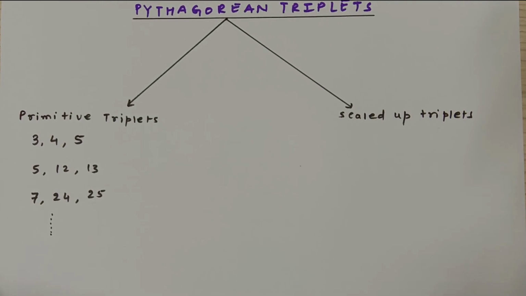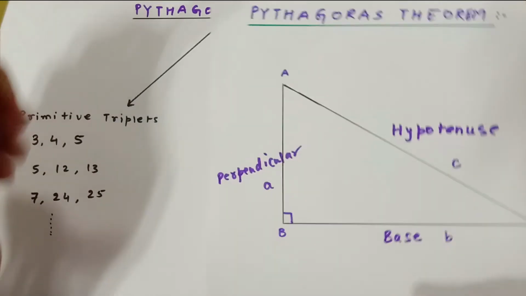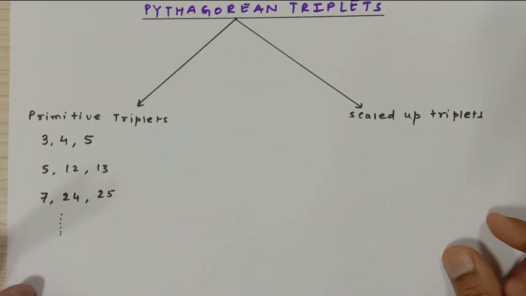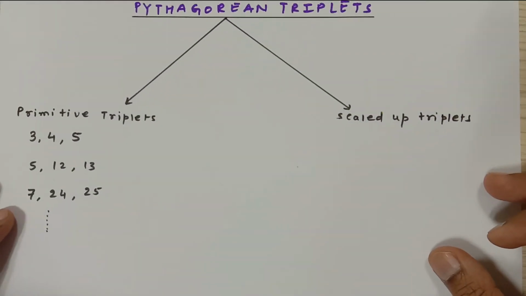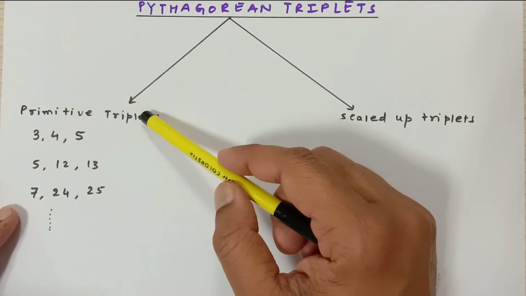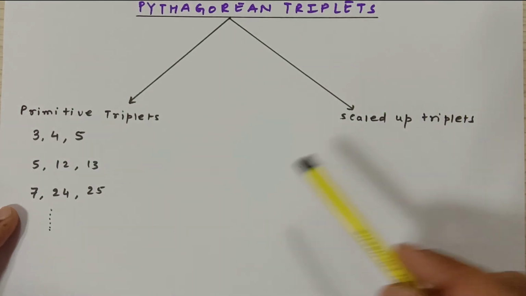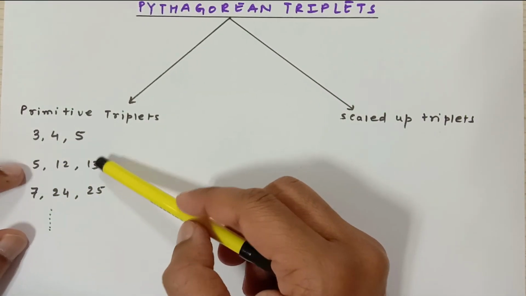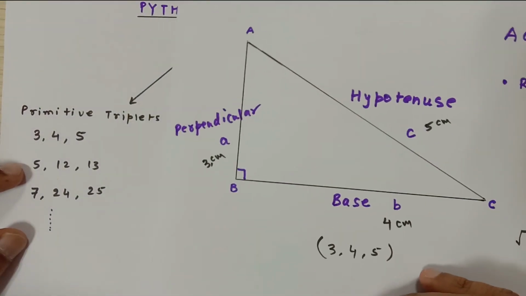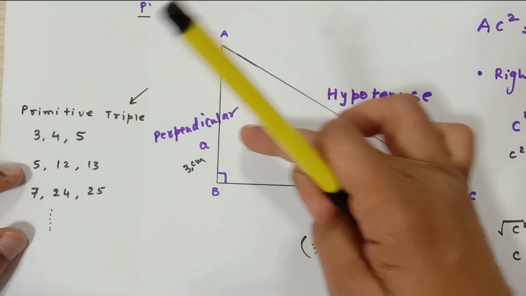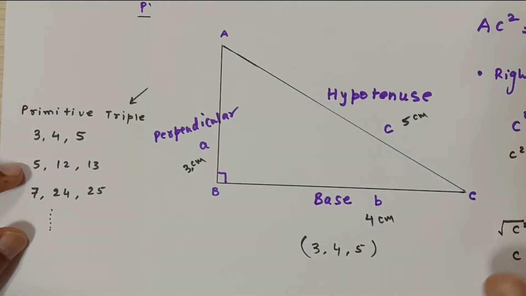So last but not least, let's discuss the Pythagorean triplets. Let us learn how many types of triplets there are. Pythagorean triplets are of two types: primitive triplets and scaled up triplets. 3, 4, 5; 5, 12, 13. If you select the lengths of these two sides as 5 and 12, you will get this as 13. If you select 7 and 24, you will get 25, right?